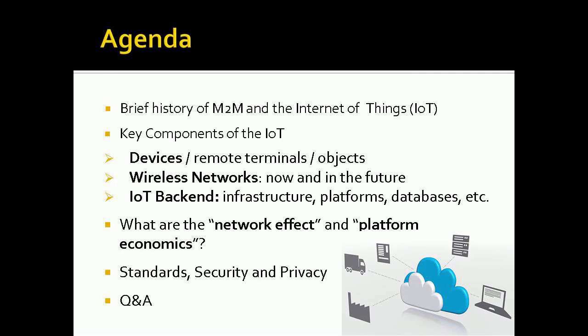So as everybody knows, my agenda is I'm going to talk a little bit about the history. As Yasser said a while ago, this has been around for many, many years, and I've been involved in it for over 25 years as well, and it was very archaic when we first got started. I break it down. The Internet of Things can be a very complex architecture and topic. I break it down into three areas: devices, wireless networks, and IoT, the back end of all the systems that it would take to make it possible. And then if we've got time, I'll talk about the network effect and the platform effect as well.